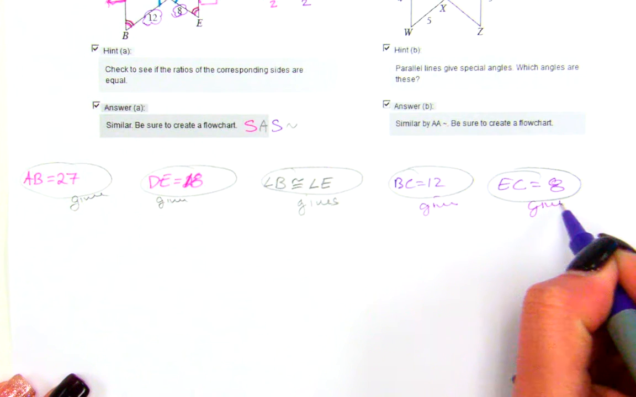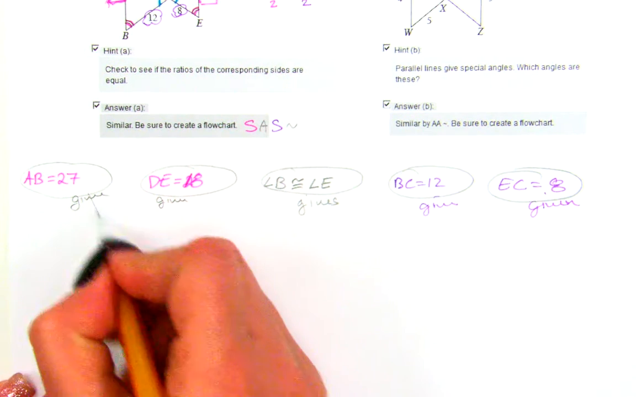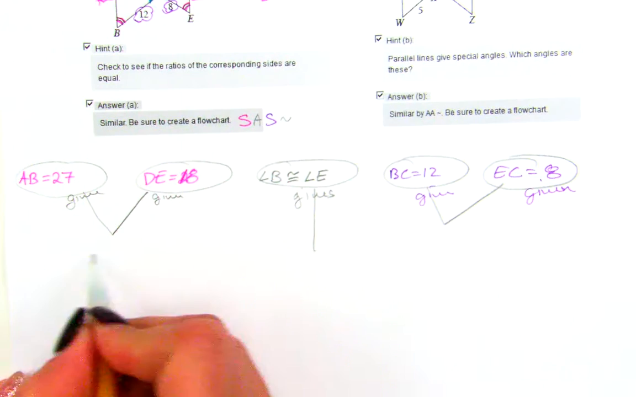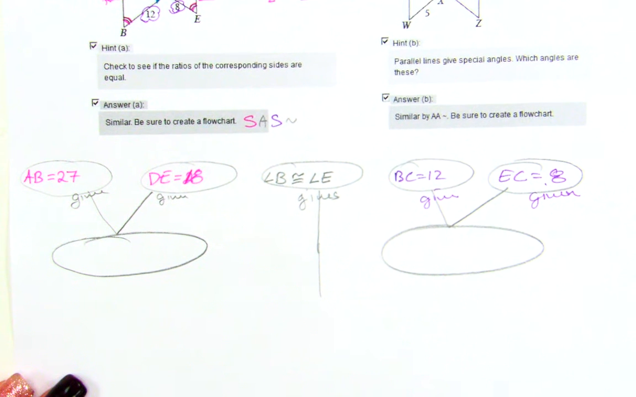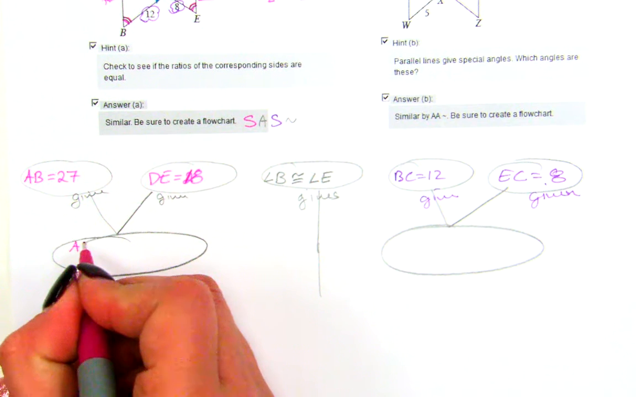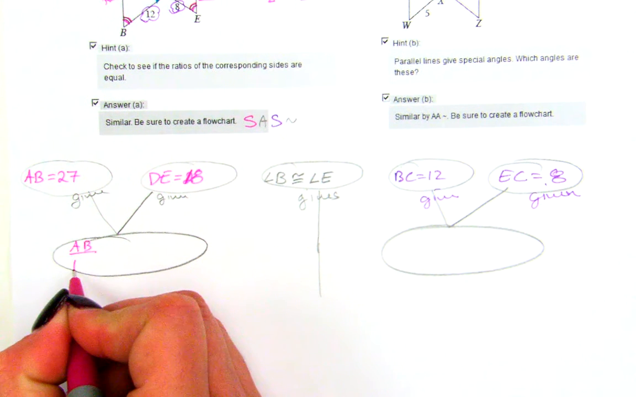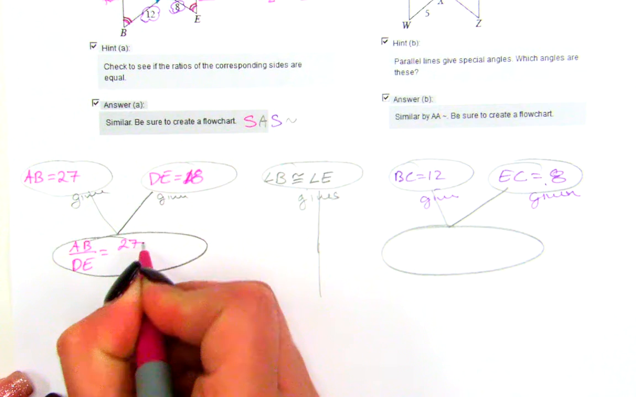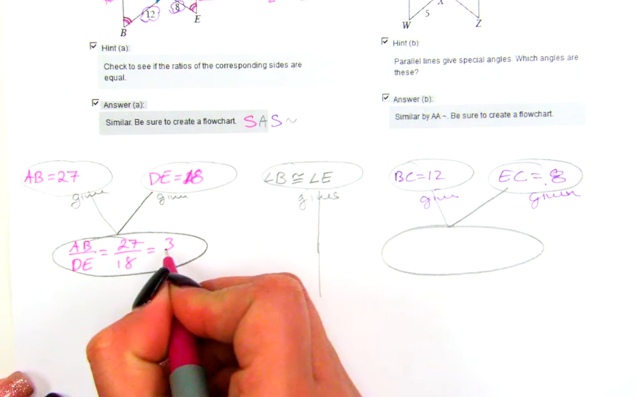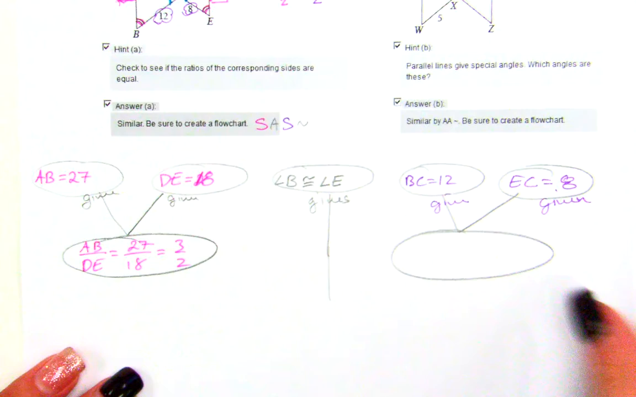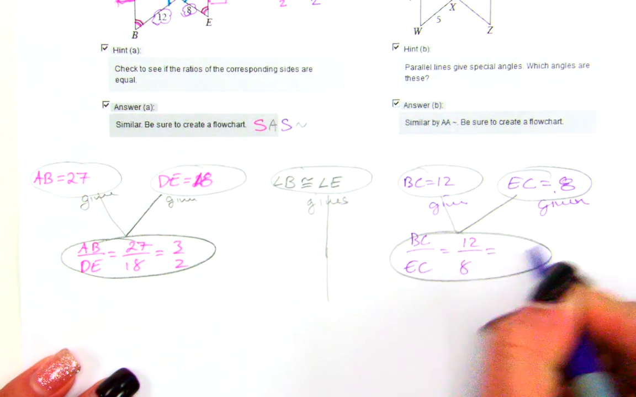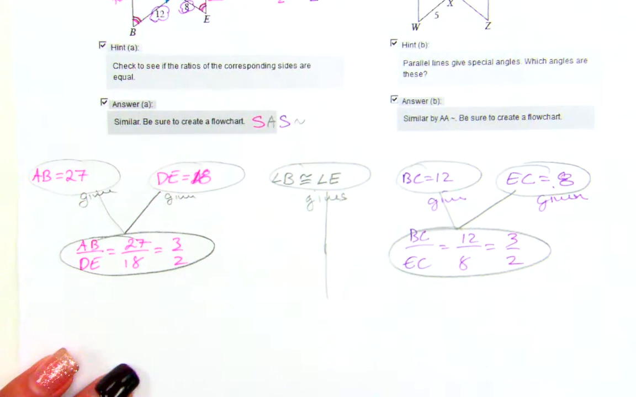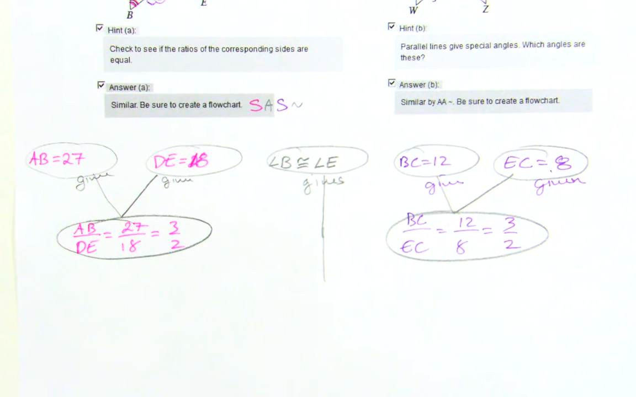Given, right? Comes with the info. And then we can shorten this. Okay, so if that's true, this stays pretty much the same, so it works out okay. We know that the ratios, right? So AB over DE is the same as 27 over 18, which is the same as 3 over 2. Yay! And then BC over EC is the same as 12 over 8, which is the same as 3 over 2. Yay!